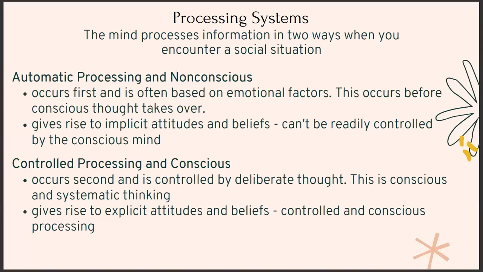Okay, so whenever we confront new stimuli, when we come into a new scenario, our brain processes the information that we come across. So the mind processes information in two ways when you encounter a social situation. There's automatic or non-conscious, and controlled or conscious. So automatic processing, also known as non-conscious processing, occurs first and is often based on emotional factors. This occurs before conscious thought takes over. This gives rise to implicit attitudes and beliefs that can't readily be controlled by the conscious mind.